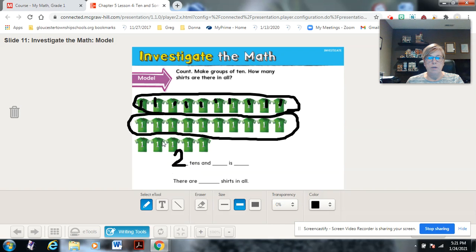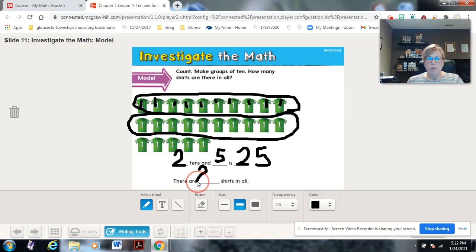1, 2, 3, 4, 5. Okay. So 2 10s and 5 is what? You look, yeah, it does look like 25. All right, so here's something else I would do also. All right, just to double check. If I want to count these by 10s, I can do that. 10, 20, 21, 22, 23, 24, 25.